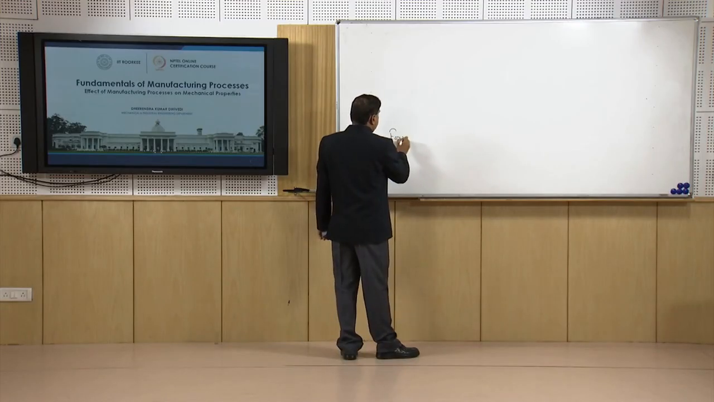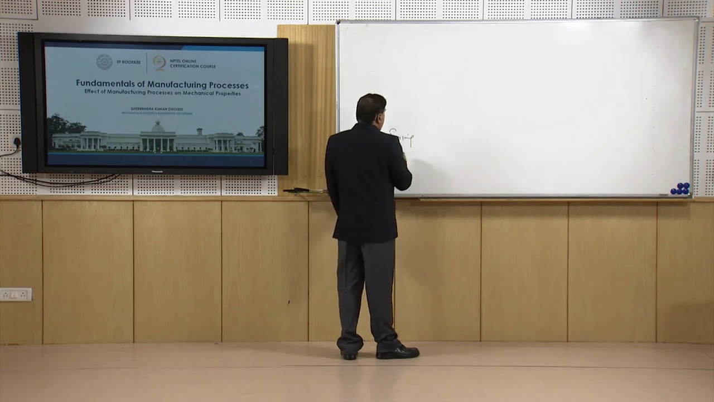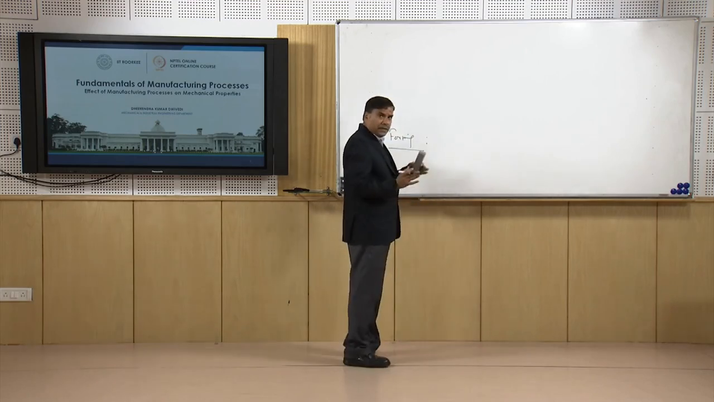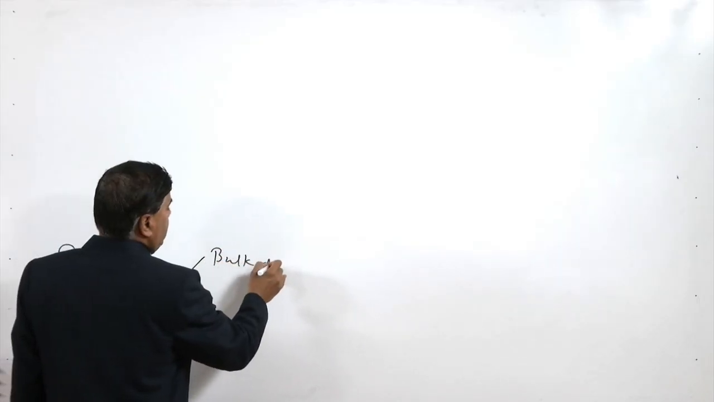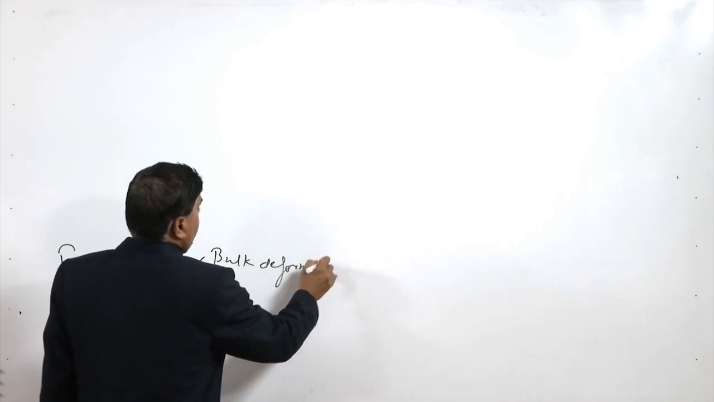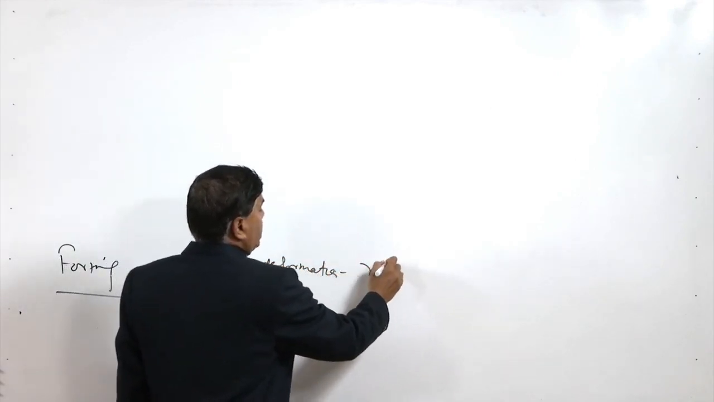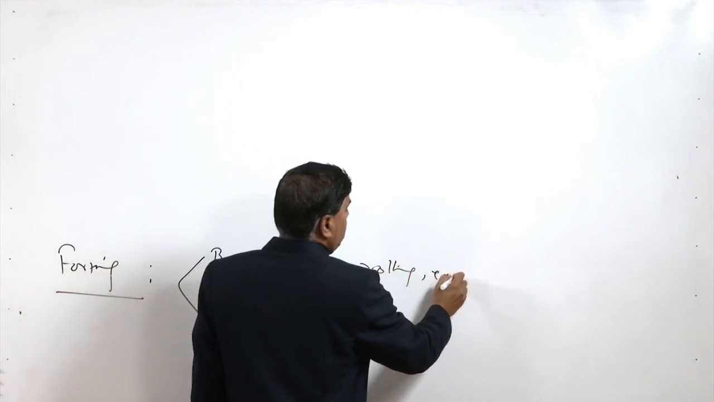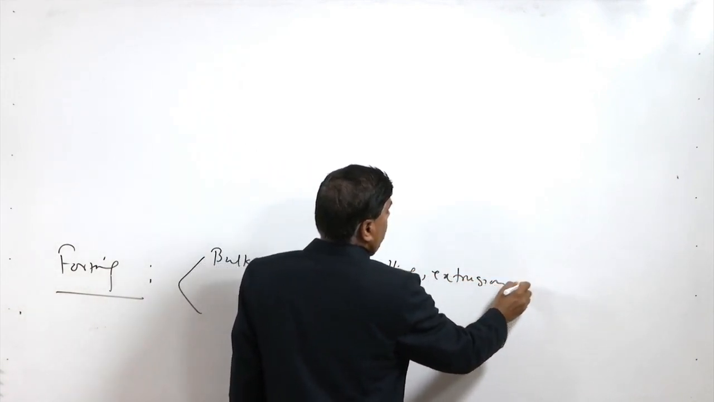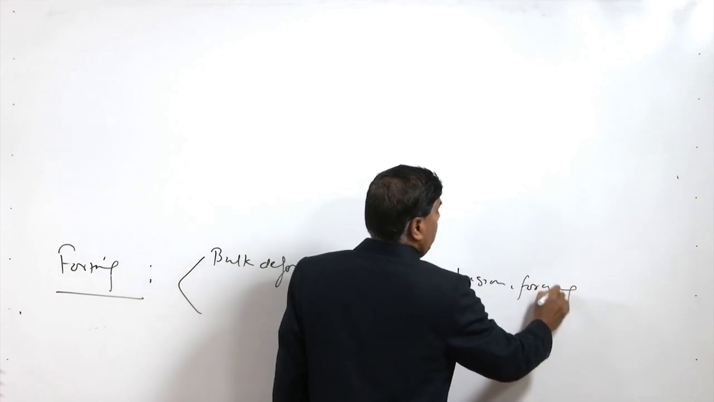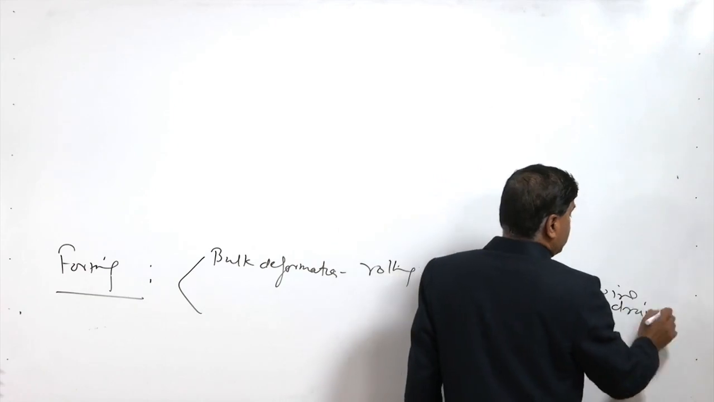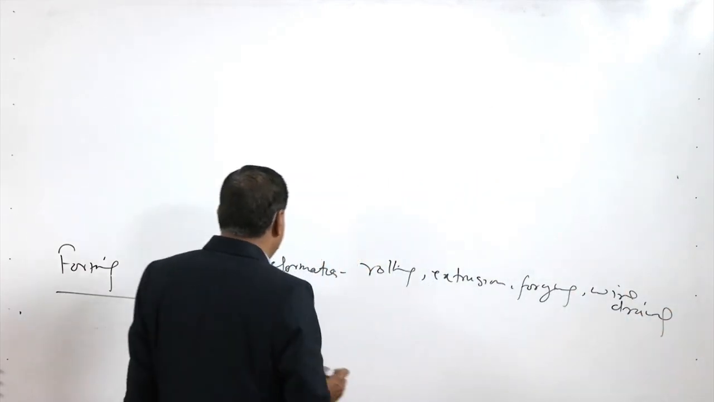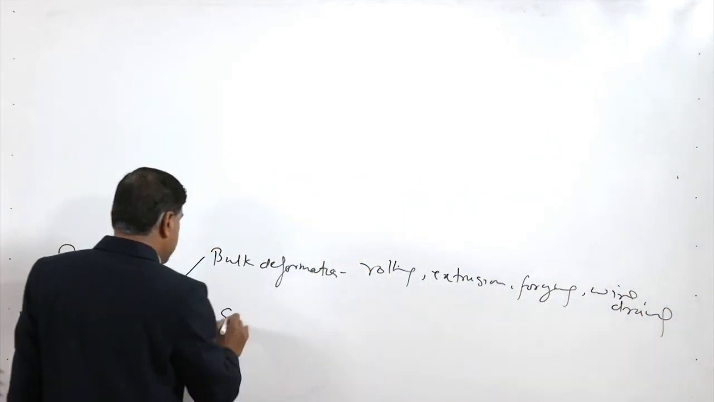Another is forming based processes. There are two categories of forming based processes. One is where bulk deformation is involved, like in the processes of rolling, extrusion, forging, wire drawing, etc. In all these cases, large scale deformation is involved.